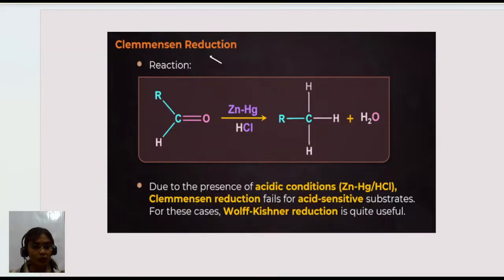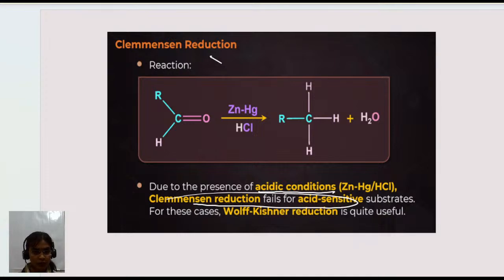What does the statement want to highlight? That due to the presence of acidic conditions, zinc and HCl, the Clemmensen reduction fails for acid sensitive types of groups. So it means that we are going to use the second kind of reduction, yes, that is the Wolff-Kishner reduction. And this is the point, that's why we're using two kinds of reduction: one is the Clemmensen reduction, and the other is what we're just discussing now, the Wolff-Kishner. So Wolff-Kishner and Clemmensen, two kinds of reduction. Let's start with the second kind of reduction.